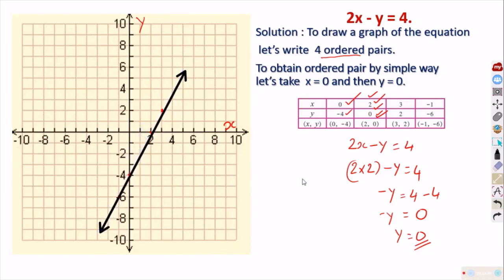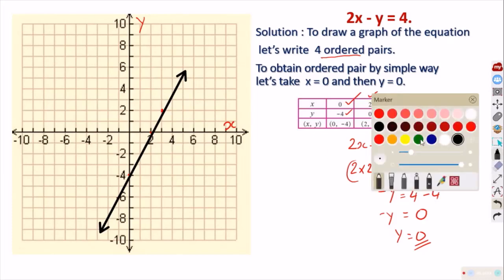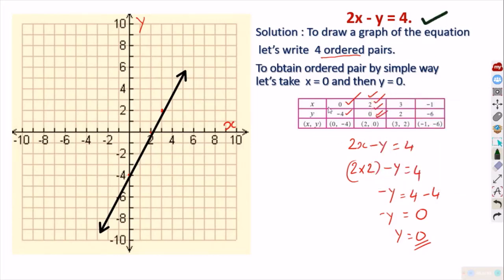So what happened here? Now I am having a line. If the line is not accurate, it is not my mistake, in fact it is a drawing mistake. So you are getting a line after converting. That's the most important thing I want to tell you. After converting this equation, 2x minus y is equal to 4, into a graph, I am getting a line.